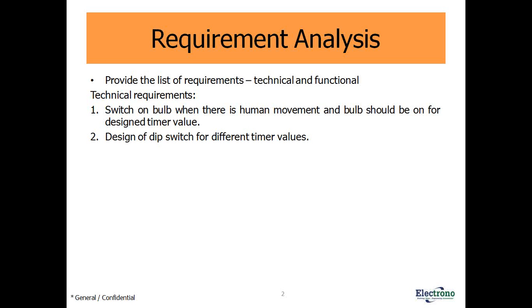It's an automatic light control. Suppose there is a human present in the sensor range, it should detect it and switch on the bulb. So, design of DIP switches for different timer values. That means a user should be able to decide how much time he wants the bulb to be on if a human is detected.